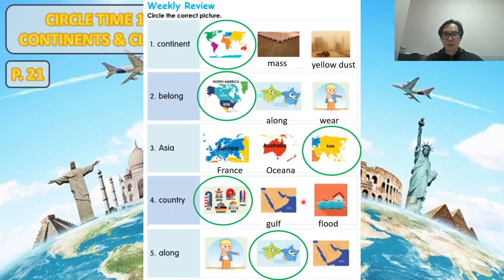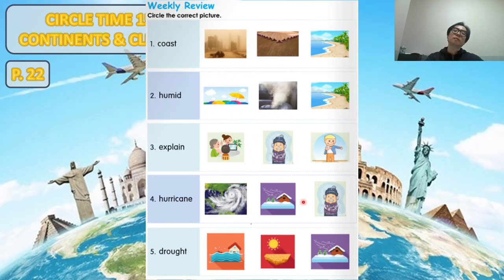Let's go on to page 22. Now here on page 22, we have our first word. It's coast. Coast. And remember what the coast is? The coast is where the land goes along where the water comes. So it's the place where the land meets the water, especially when we're talking about the sea or the ocean.